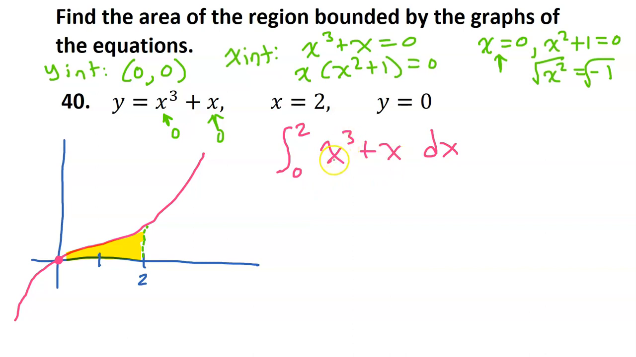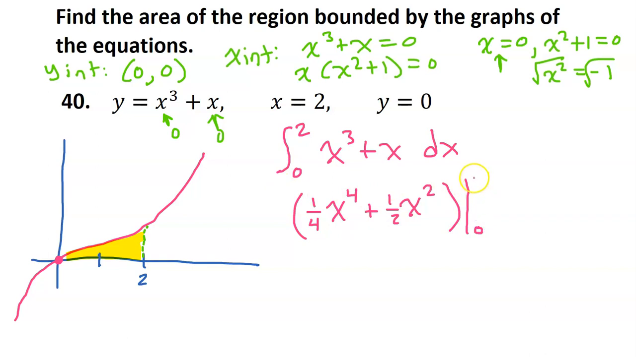With the power rule of integration, we will add 1 to this exponent, and that gives us x to the fourth power. And then we divide by the new exponent, so we have 1/4 in the front. Same with the next term. We add 1 to the exponent, and we get x squared. Then we divide by 2, and we have 1/2. But this is a definite integral, so we must evaluate from 0 to 2.